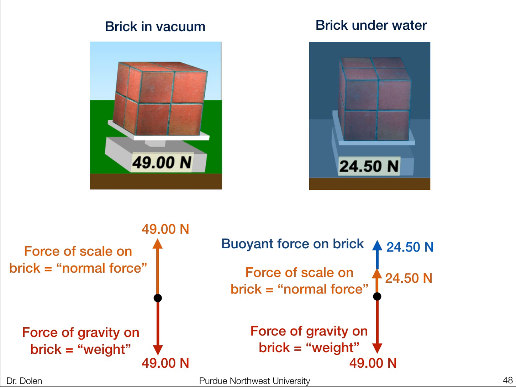Okay, and you can actually play with these numbers a little bit. Again, the 49 newton is the weight. So over here, the normal force must be 49 newtons. But on this side, if the scale is reading only 24.5 newtons, that tells me the buoyant force on the brick must be 24.5, such that the net force in the plus y direction is equal to the net force in the minus y direction.